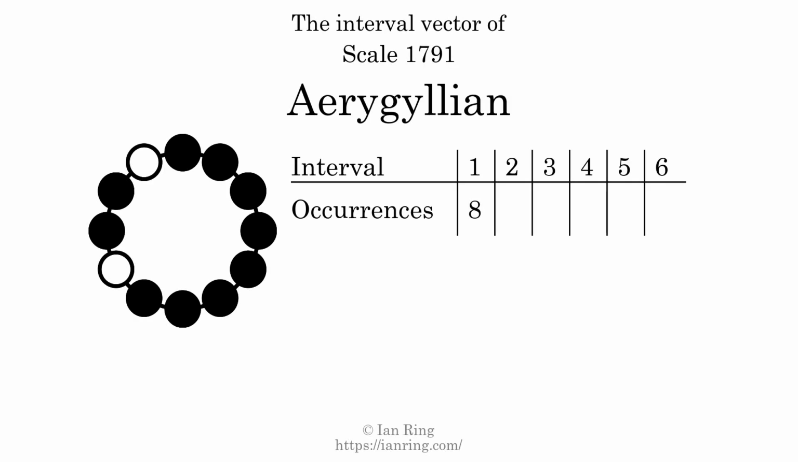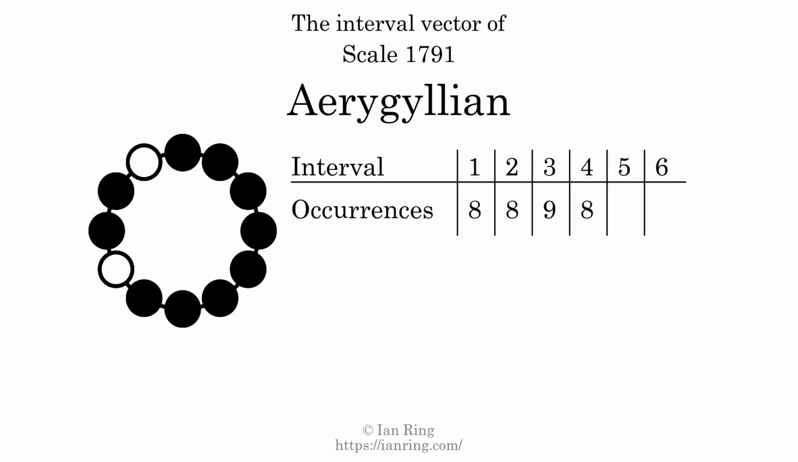There are 8 intervals with the size of 1 semitone. They are here, here, here, here, here, here, here, and here. There are 8 intervals with the size of 2 semitones. They are here, here, here, here, here, here, here, and here. There are 9 intervals with the size of 3 semitones. They are here, here, here, here, here, here, here, here, and here.